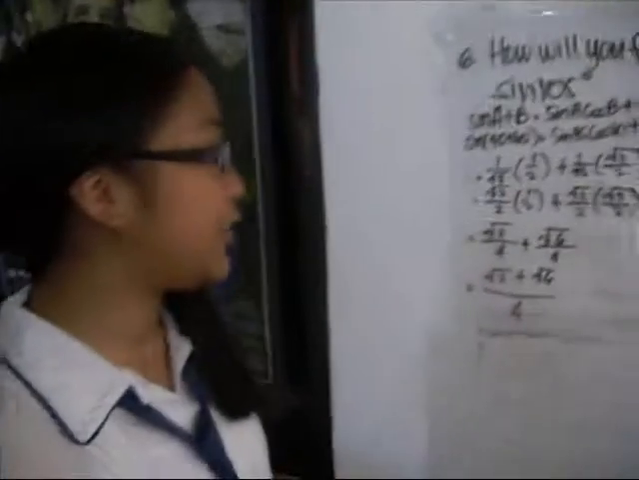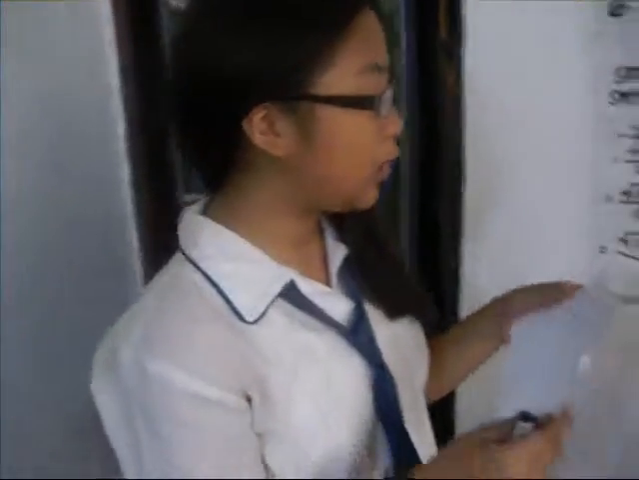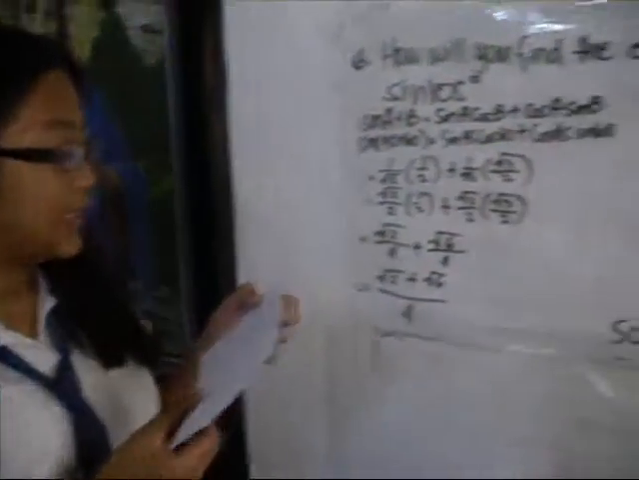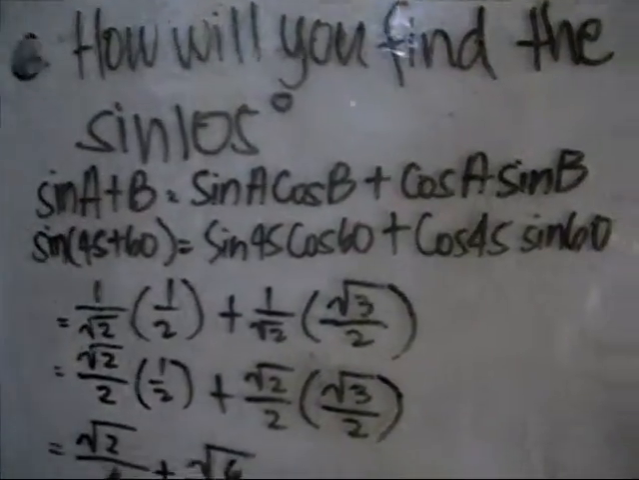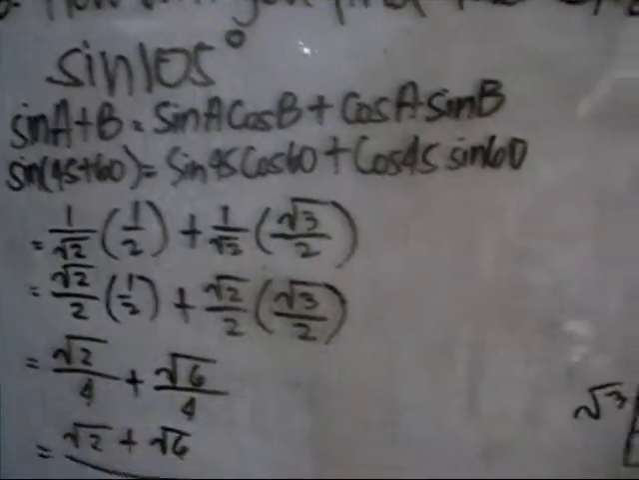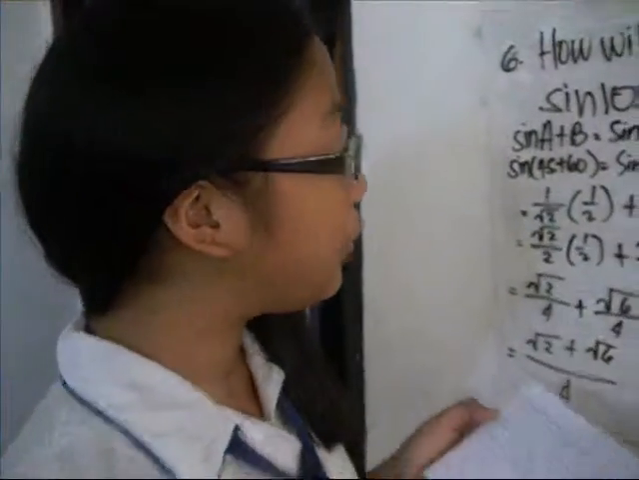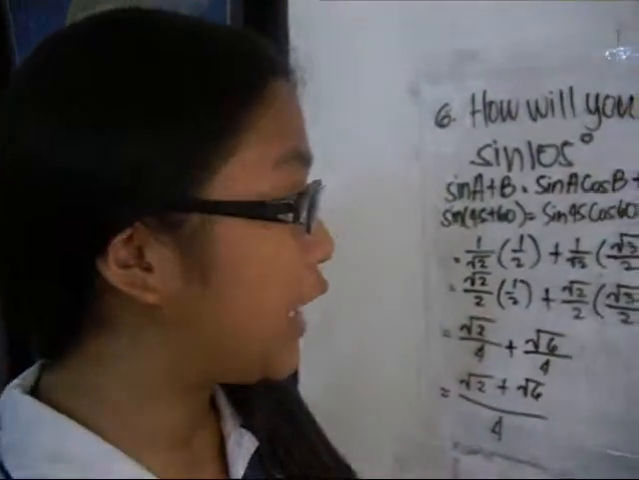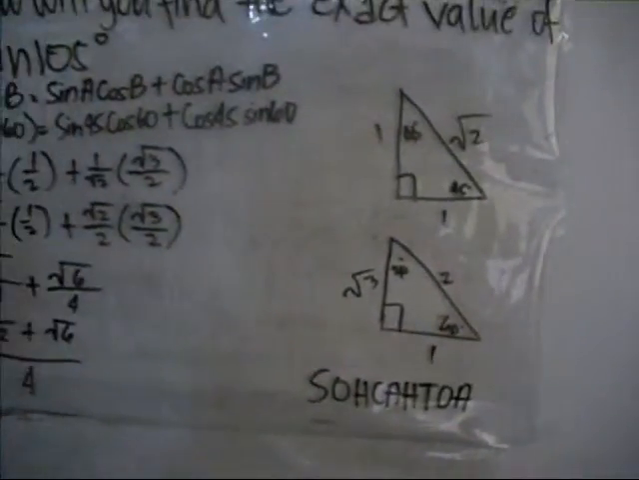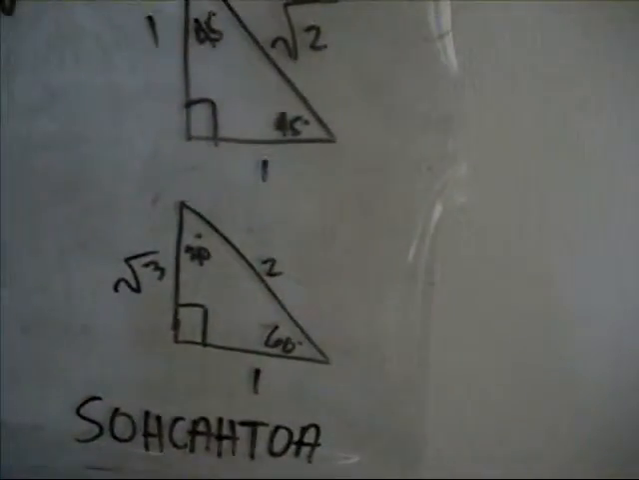Find the exact value of sine 105. So first, look at the addition and subtraction formulas. There are two, which are sine quantity a plus b and sine quantity a minus b. Then look for a sum or difference of the given angles, which are 45, 30, and 60. So use the 45 and 60 because 45 plus 60 is equal to 105.